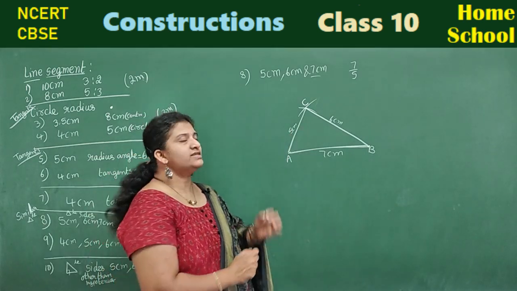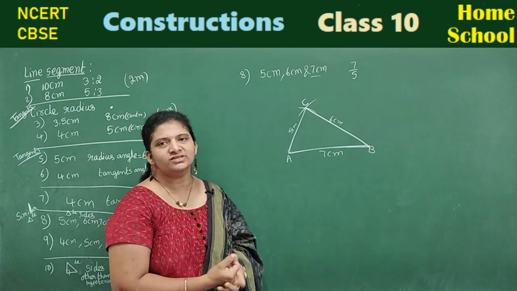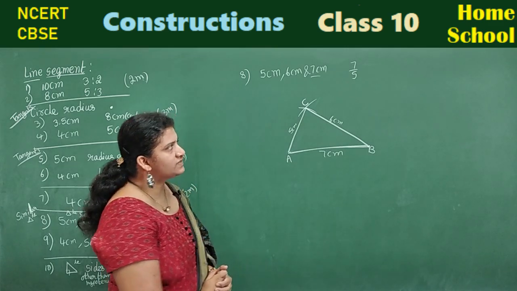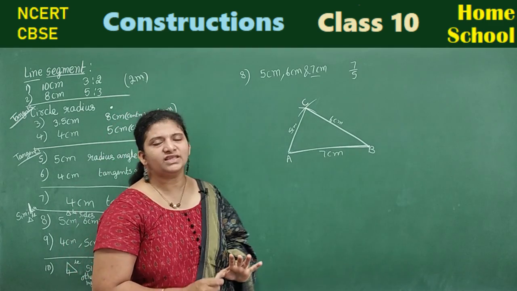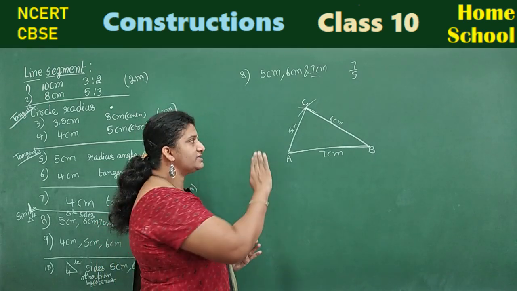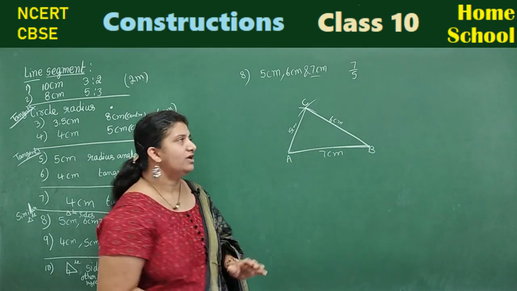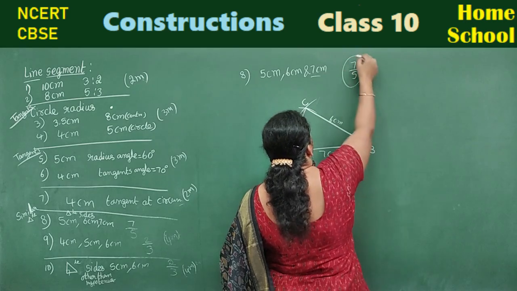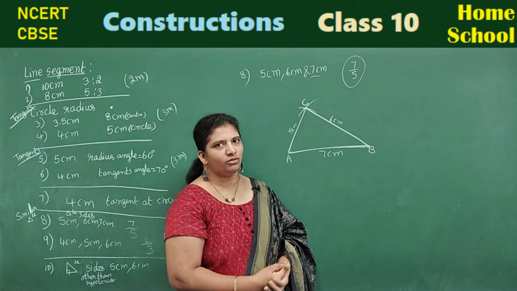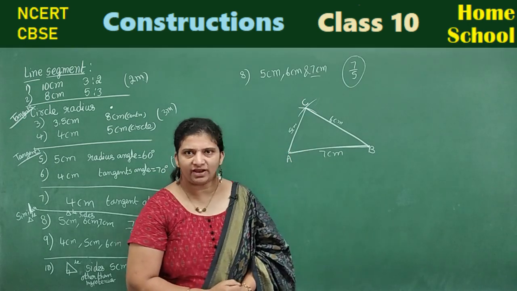Now, drawing a similar triangle with the corresponding sides in the ratio 7:5 is your problem. So, how to do this one? First, by observing that ratio, you can say whether your new triangle is outside or inside. How? Let's see. Okay, look here. Is this a proper or improper fraction? The numerator is greater than the denominator. If the numerator is greater than the denominator, it is an improper fraction.